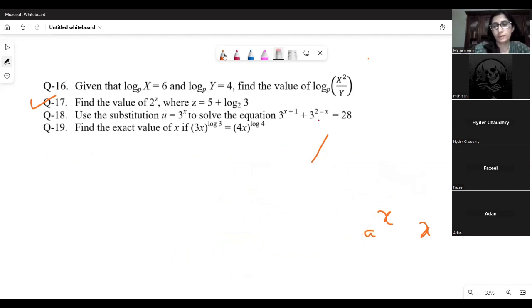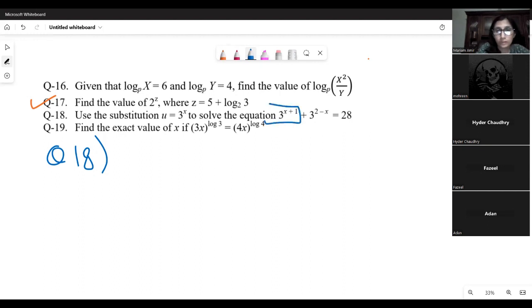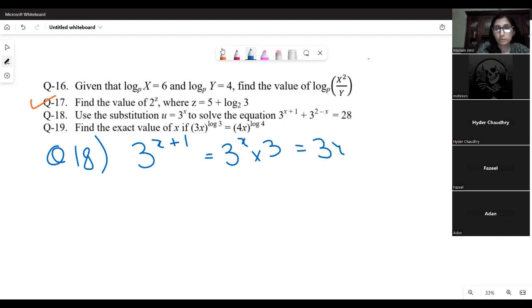Again, this is add math. Now that's all right. Okay. Question 18 is a question from AS. Use substitution u equals 3 power x to solve this equation. So this would become 3 times 3 power x times 3. So that is 3u. Okay.